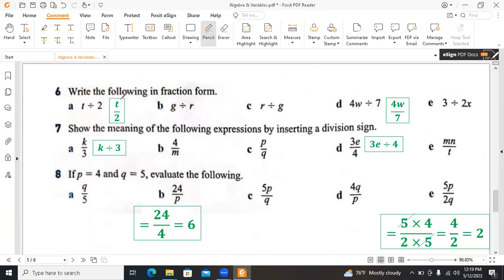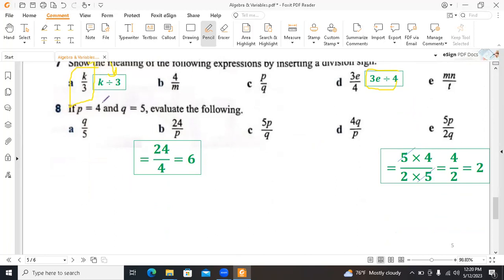Moving on to using the division sign in an algebraic expression. T divided by 2, we can write as T over 2 as a fraction, and 4W divided by 7 we can write as a fraction like this. Also, we can convert from a fraction to an algebraic expression, as K divided by 3, add 3E divided by 4, and so on, by inserting a division sign. And also, we can use the substitution way in any fraction given as an algebraic expression, replacing the variable by the given constant value.